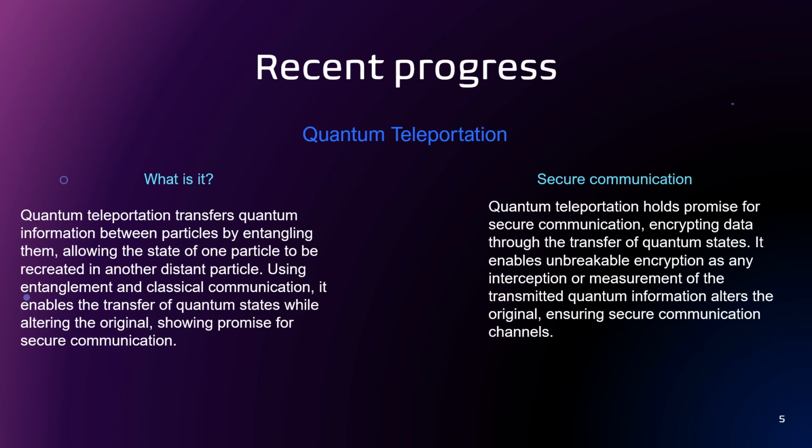secure communication. And what do we mean by secure communication? Well, this means that it can be encrypting data through the transfer of quantum states. And it enables an unbreakable encryption, as any interception or measurement of the transmitted information would alter the original. So this would ensure very, very secure communication channels that we can use.